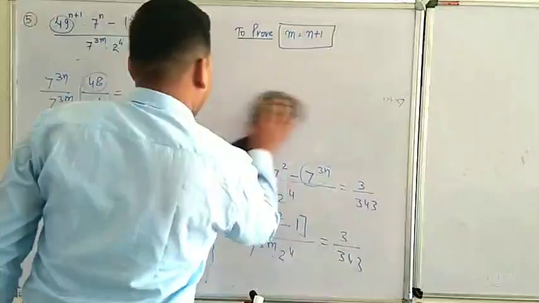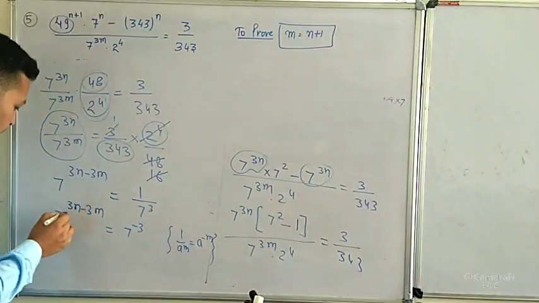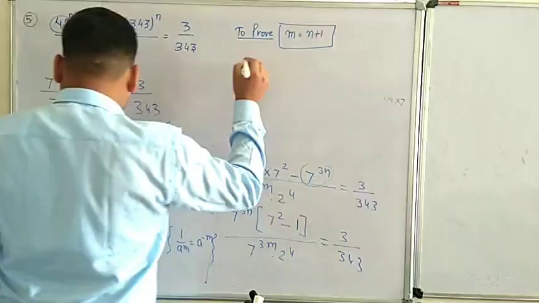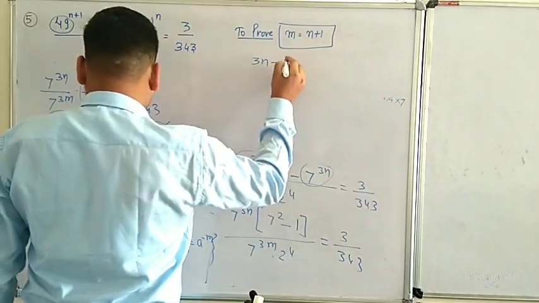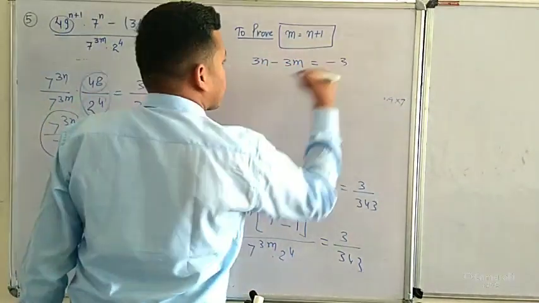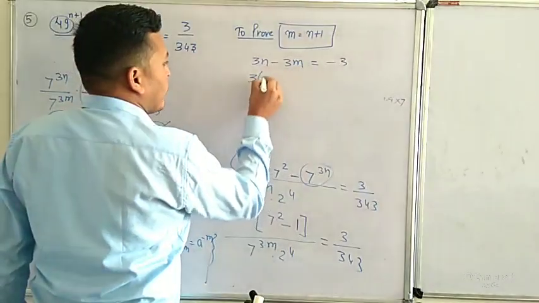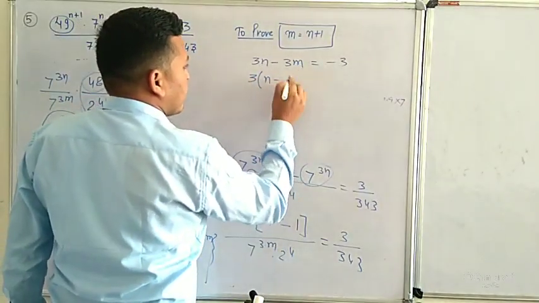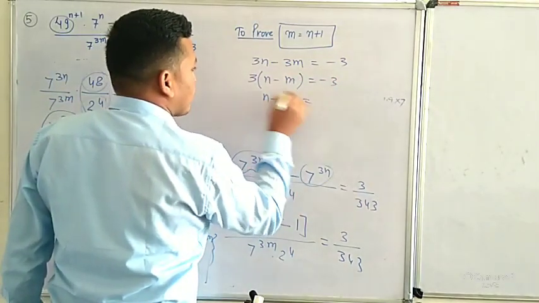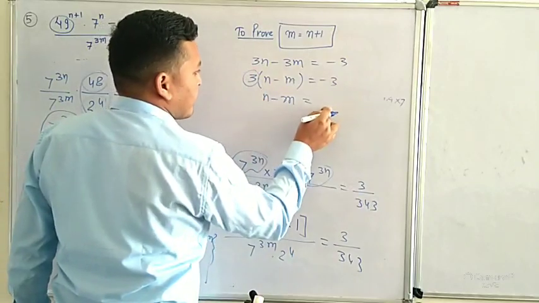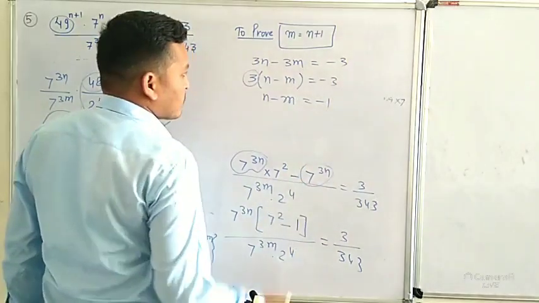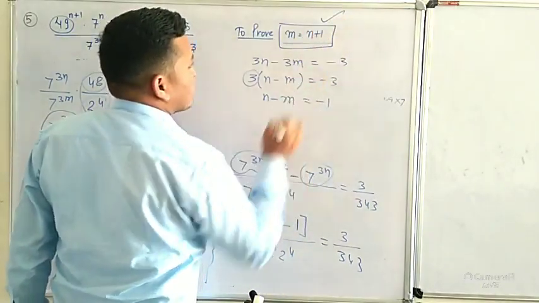Then at last, 7 to the power. Now left hand side and right hand side bases are same, so the powers must be equal. So 3n minus 3m is equal to minus 3. Now 3 is common, so n minus m in the bracket is equal to minus 3. So n minus m is equal to, remove this 3, divide on the right hand side, so minus 3 upon 3, that is 1 and the sign is negative, minus 1. And our question is to prove that m is equal to n plus 1.